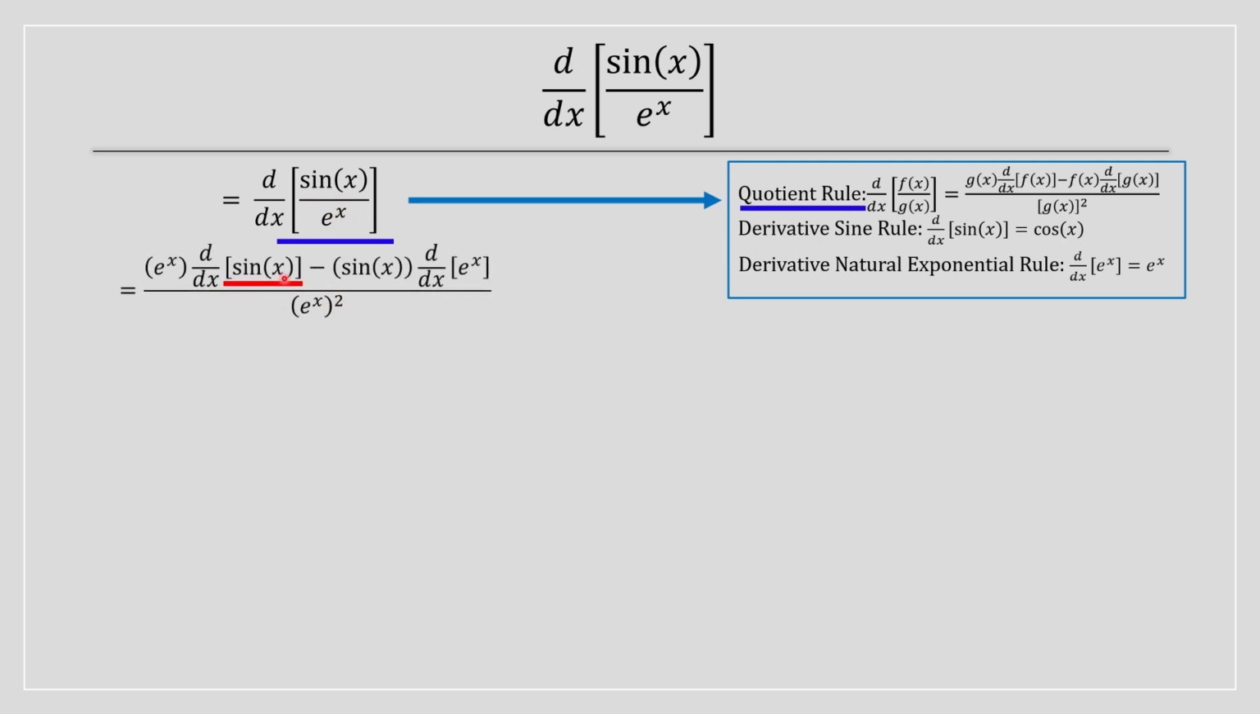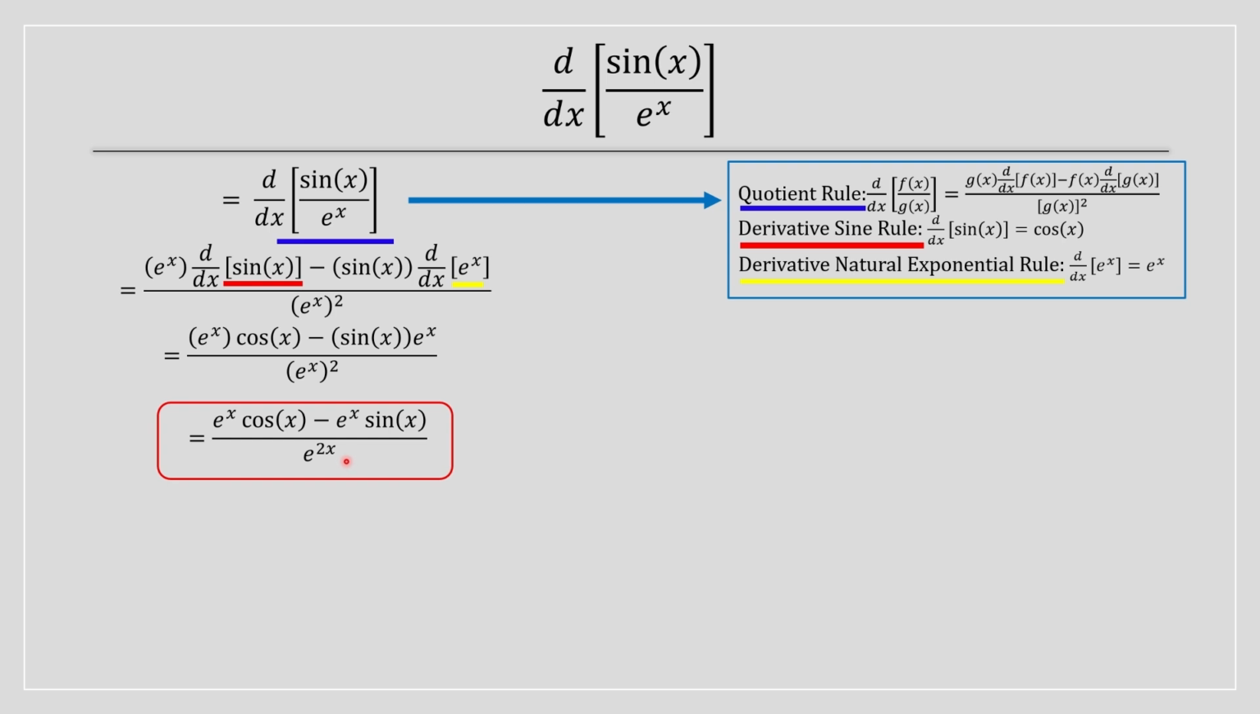Then over here we have sine of x, and we have the derivative of sine of x, which is cosine of x. And over here we have e to the x, which we have to take the derivative of, and it's just e to the x. And that's the answer. We rearrange it, and that's the answer to this question.